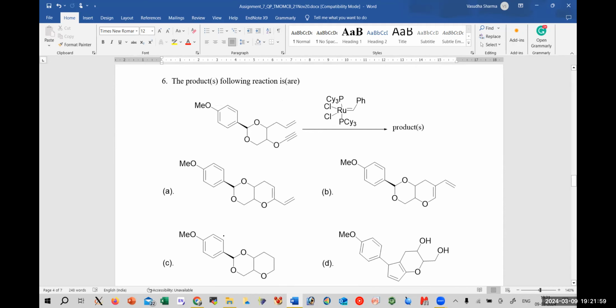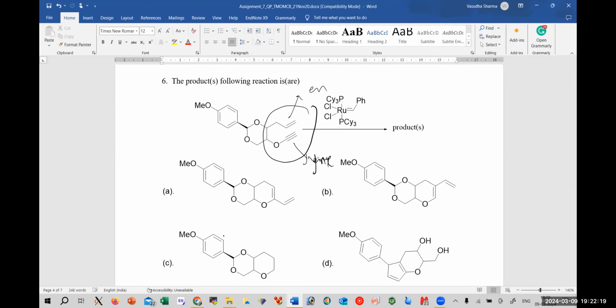Now you have another reaction. What would be the products of the following reaction? So this chain is intact in everything, so we don't have to look at this one. Only the part that we have to look at is where there is an ene and an yne, and we already know how it forms. It would have a double bond over here followed by the ring.